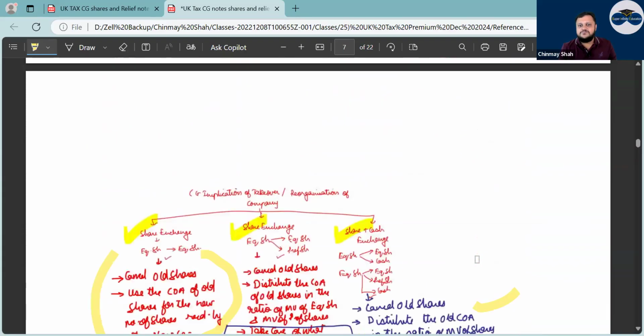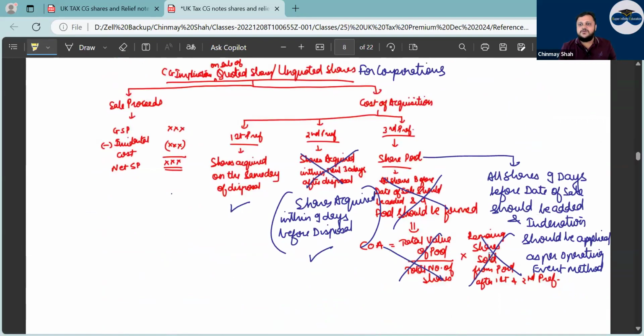Now going to company. In company, first let's discuss the preference for companies. Now see, in company how the calculation will happen, hear me out. You have your gross sale proceeds minus cost of acquisition before indexation. You will get capital gain before indexation, and minus the indexation of shares, correct? So when you are deducting cost of acquisition, simply you will have first preference shares acquired on the same day, right? Second, shares acquired within 9 days before disposal, and third, all shares 9 days before the date of sale should be added in the pool, and indexation should be applied as per the operating event method.